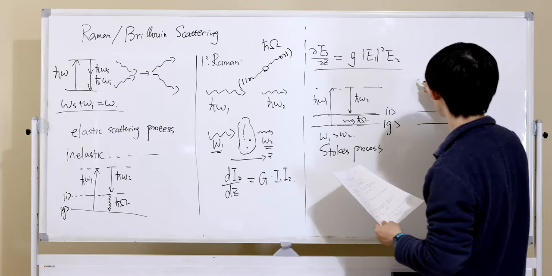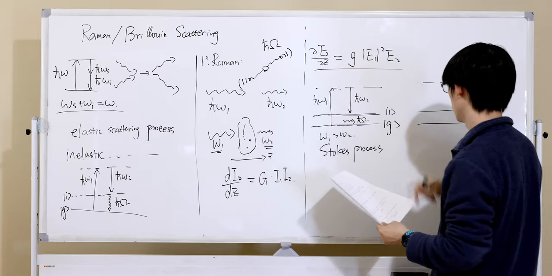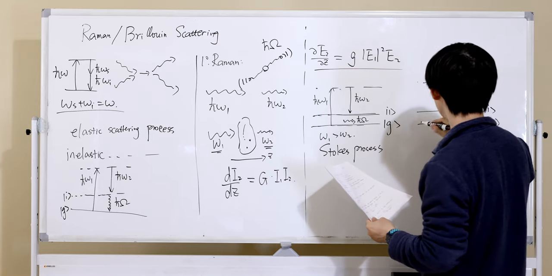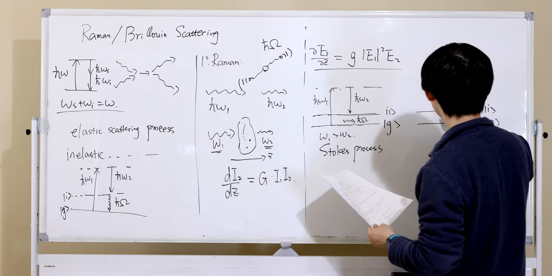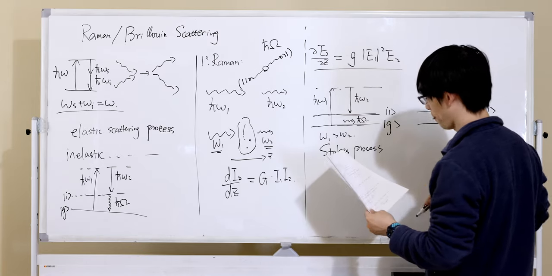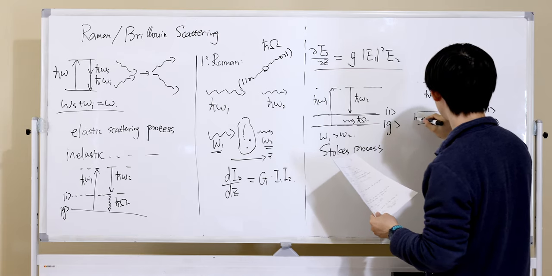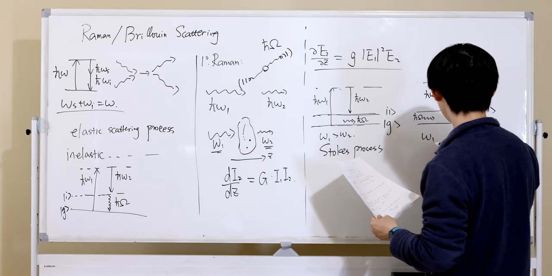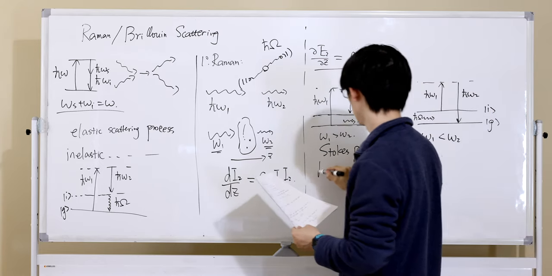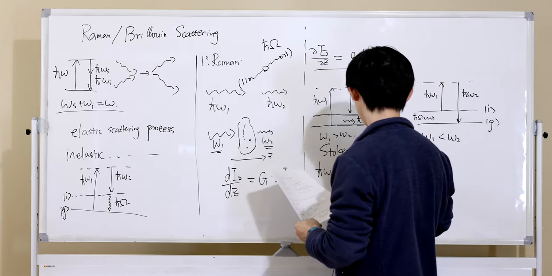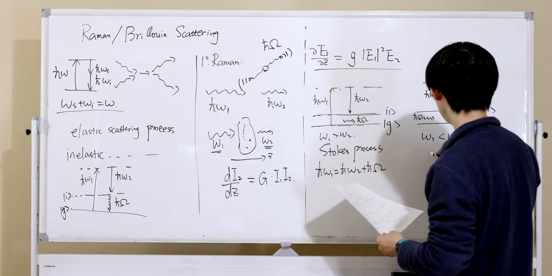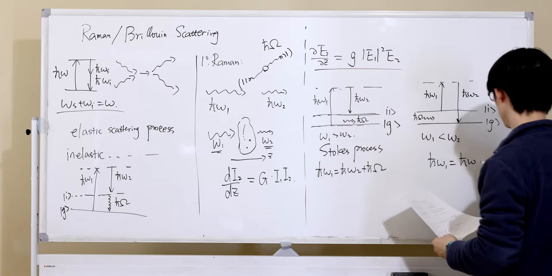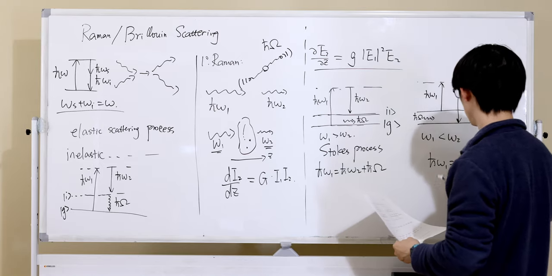And there's a second possible scenario: what if your molecule is already at the excited state, with the vibration state? Then you can still absorb ħω1, and then emit ħω2, where ω1 is smaller than ω2, right? So this case is called anti-Stokes.